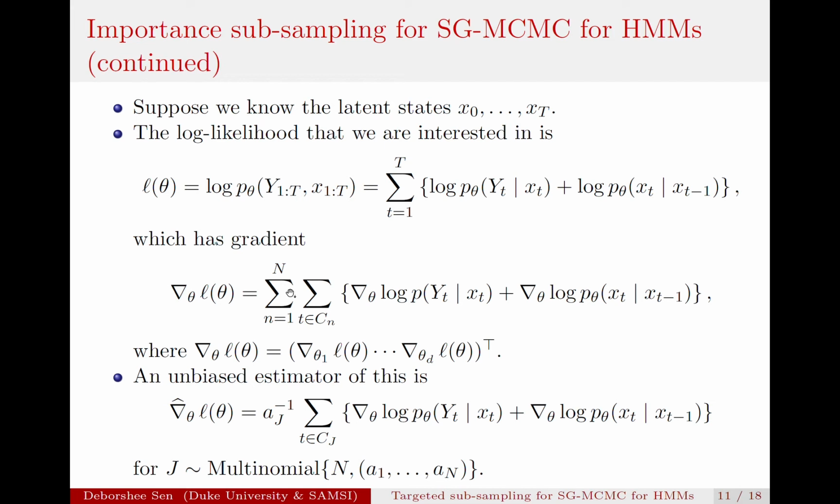The gradient, the way we write it is we just divide this into these chunks. So we write it as t in chunks, and then the sum over the chunks. Write it like that. And as before, we do importance subsampling, where an unbiased estimator has some weights. We do importance subsampling as before.